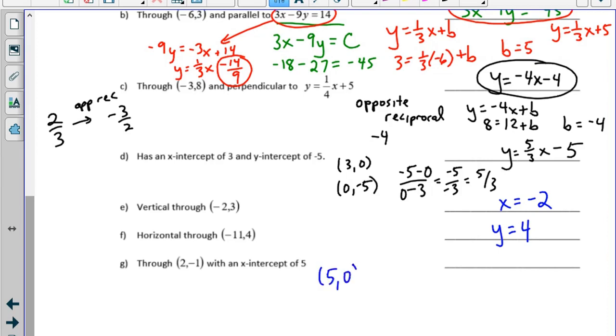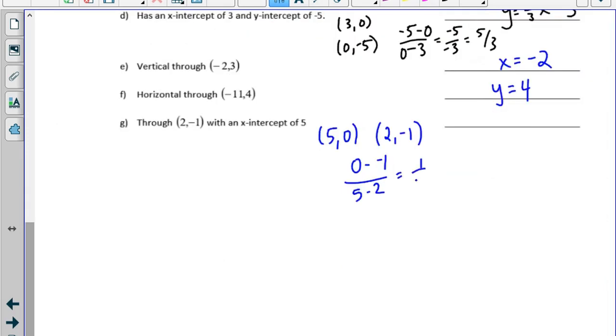The easiest way to do that is probably to recognize that an x-intercept is just a point, 5 comma 0 in this case, and then 2 comma -1. So if I go 0 minus -1 over 5 minus 2, then I end up with 1/3 as my slope, and then I can choose either point to write the equation of the line. So y plus 1 equals 1/3 times x minus 2. And remember that this is a plus 1 because I basically take that -1 and put minus a -1, which turns into plus 1. And so that is the first video on linear equations.